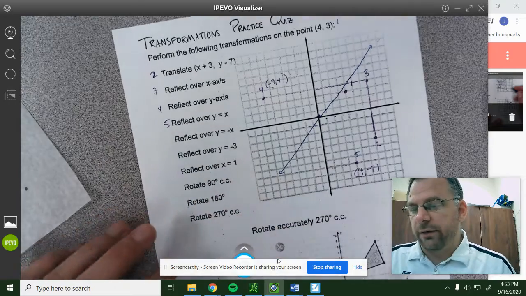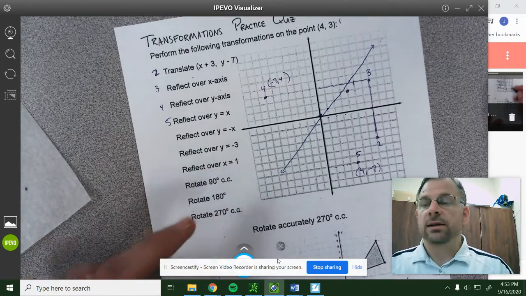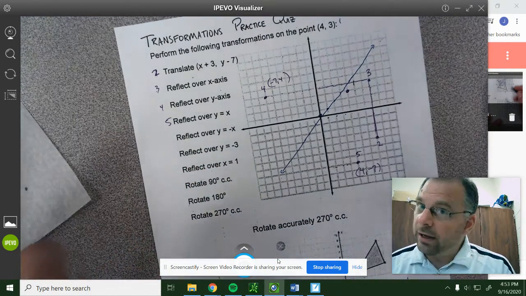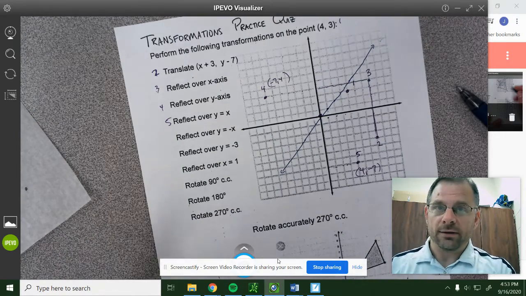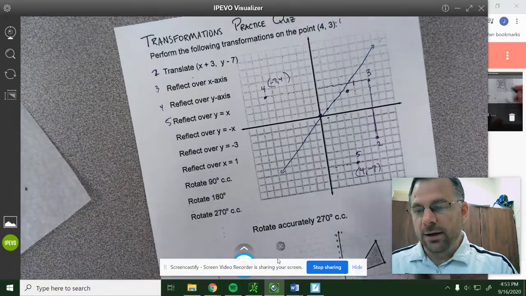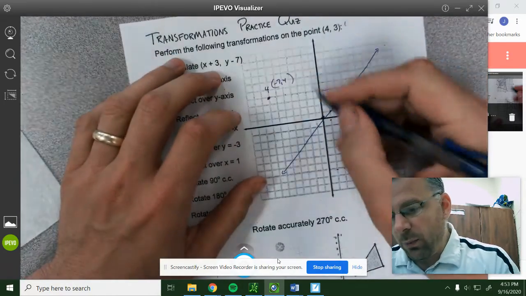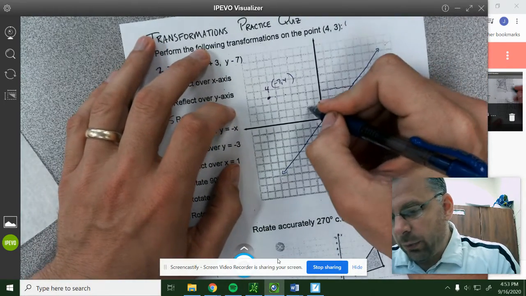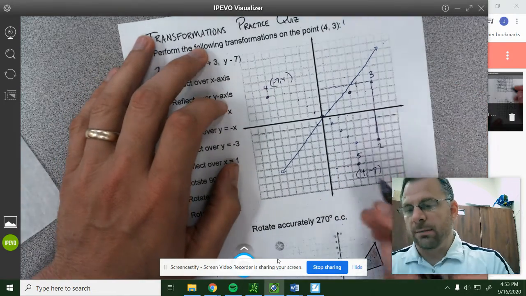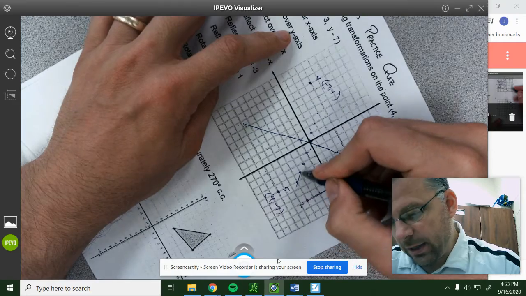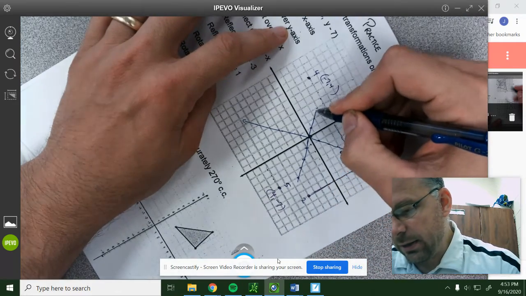Now I'll reflect over the line y equals -x. Negative x has a slope of -1. So it's just going to go this way instead of this way. That might be backwards for you, but the way I'm looking at it. So again, I'm going to draw that line y equals -x. Right through here, it has a slope of -1. And I'm going to draw that line to try to connect those dots really nicely.